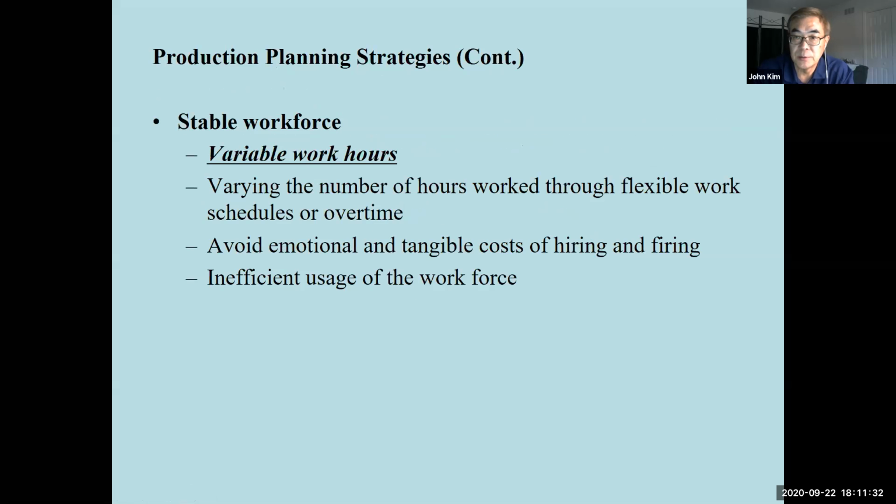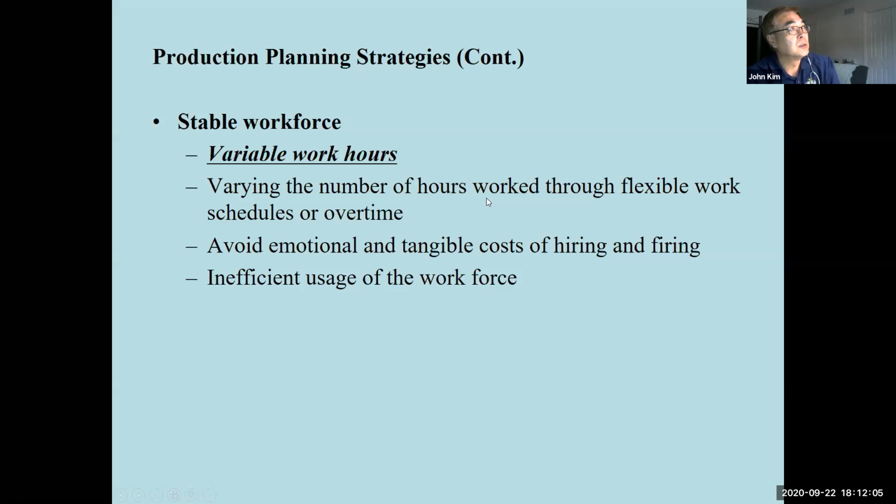And then next strategy is a stable workforce size. Don't fire, don't hire, just use the same level of workforce. But if the demand increases, then work more hours. Like if they use one shift per day, maybe 2 shifts, and so on like that.